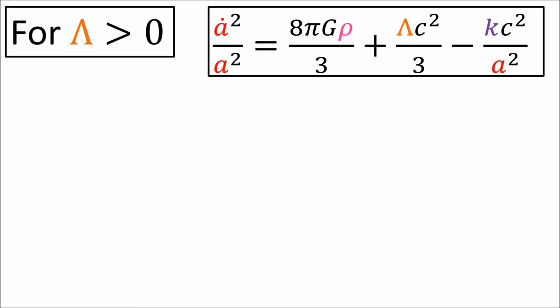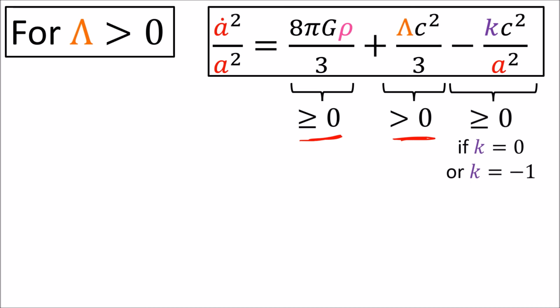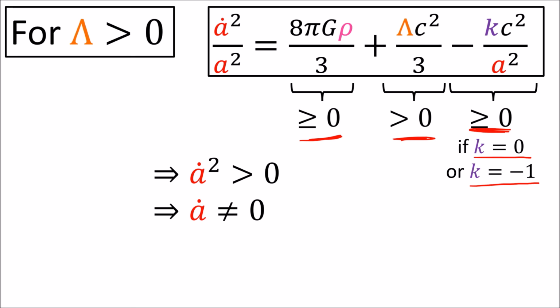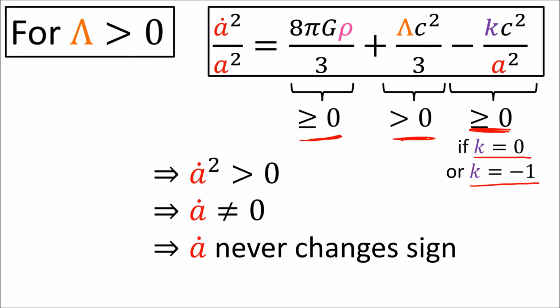Looking at the first Friedmann equation, these terms are greater than or equal to 0. And if k equals 0 or -1, this term is also greater than or equal to 0. This means A dot squared is always positive, and so A dot is never 0, so it can never change sign, meaning A dot itself is always positive. So the universe is always getting bigger.